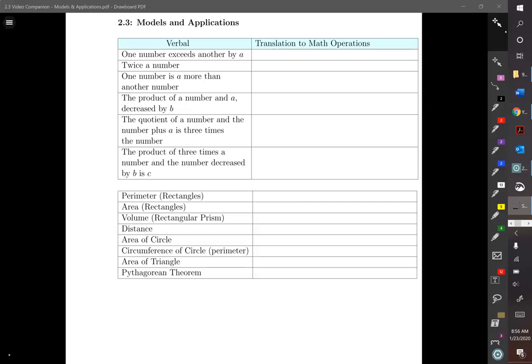So verbal, this chart says verbal, and then on the left and on the right is translation to math operations. So if we have one number exceeds another by a, the first thing we want to do is always declare what our variable is. For these, I'm going to use x. So you would say like let x equal the number or whatever it is that we're talking about in the problem. So these are just kind of phrases. So I'm going to write expressions, not equations in this instance. So the translation to math, like just the symbols that are the operations we need, and things like that, we'll write in the right-hand column.